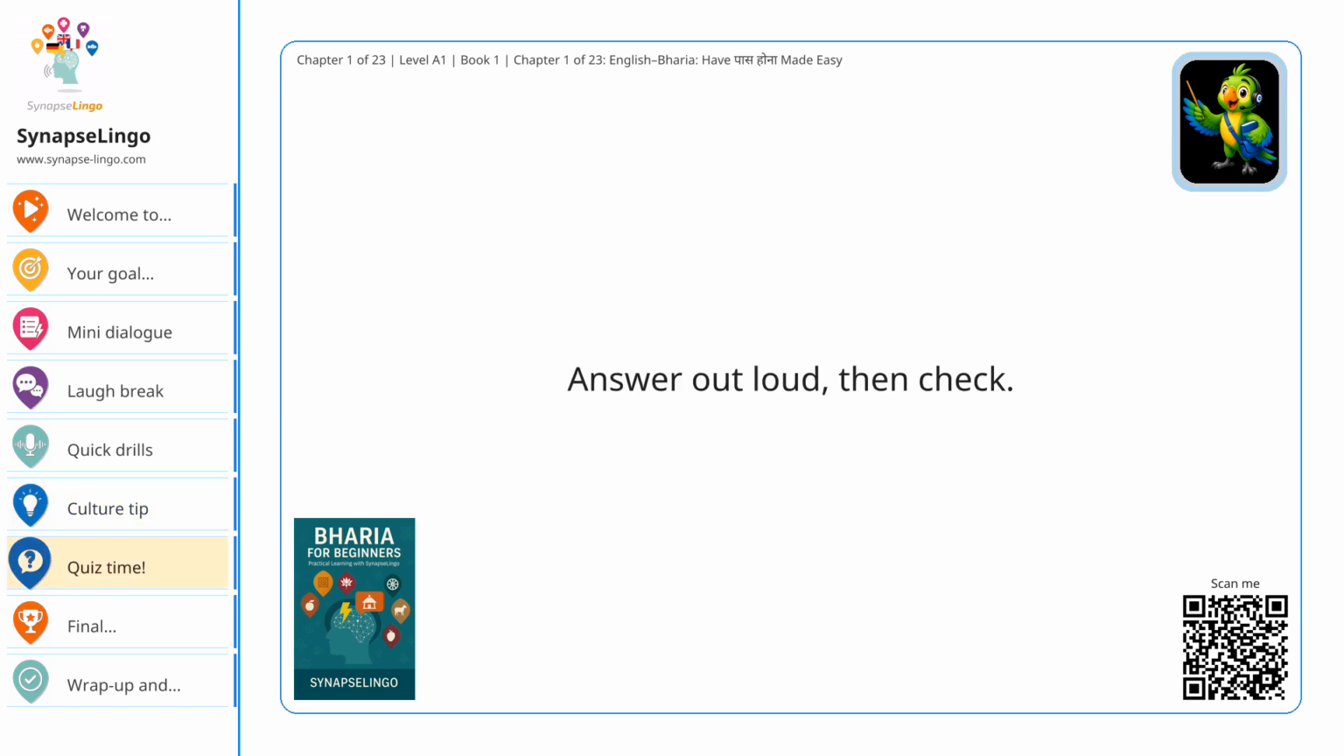Quiz time. Answer out loud, then check. Q1, say, they have. A1. भी के पास हो. Q2, say, we have water. A2. हमारे पास पानी. Q3, say, you have, singular, the key. A3. तुम्हारे पास चाबी. Q4, say, she has the map. A4. अपने कार्य के पास. Q5, what's the general verb, have? A5. बस होन.